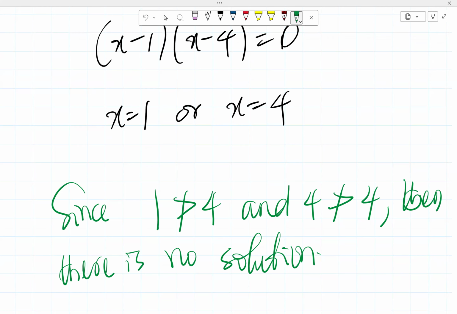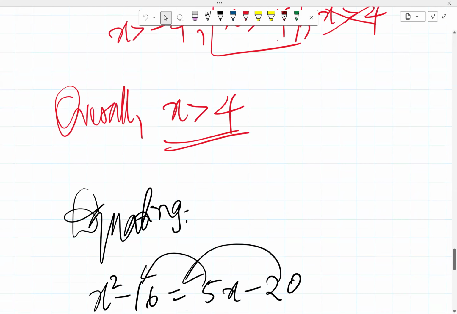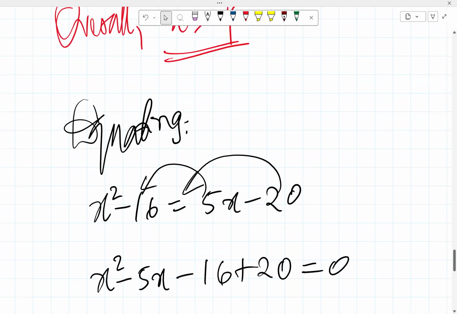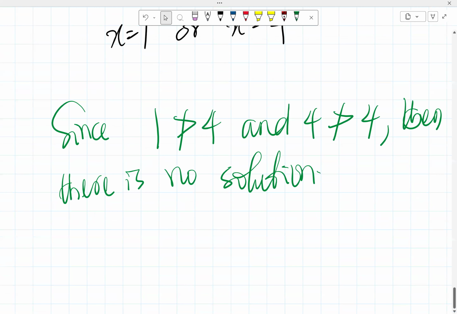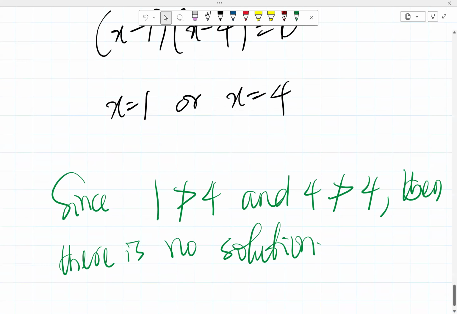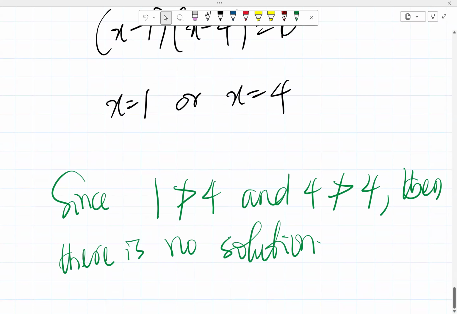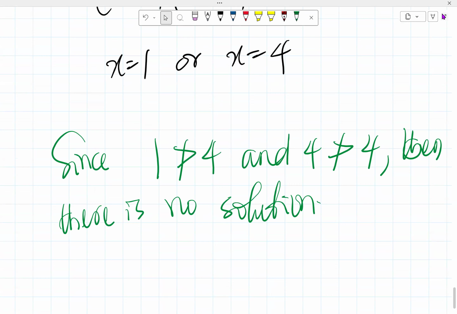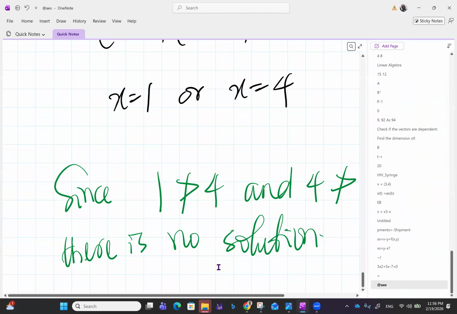The overall domain restriction says that x should be greater than 4. So now we don't have anything that satisfies that condition. We have x equals 1, which is not greater than 4. We have x equals 4, which is not greater than 4 also. Okay, then there's no solution. That's all. The solutions 1 and 4 are both invalid.